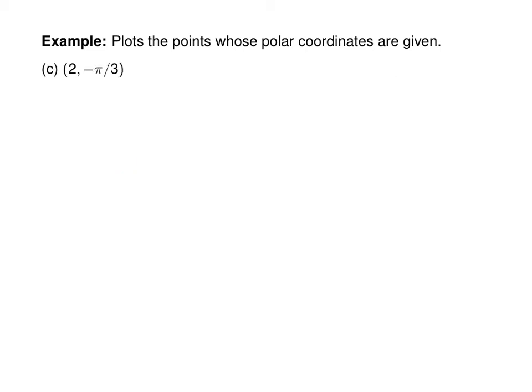Alright, (2, negative pi thirds). So here's my origin, there's my polar axis. Instead of going counterclockwise pi thirds, I go clockwise pi thirds. And the length of that should be 2. And this angle should be theta equals negative pi thirds. So this is the point (2, negative pi thirds).